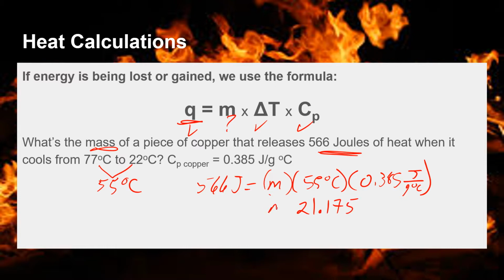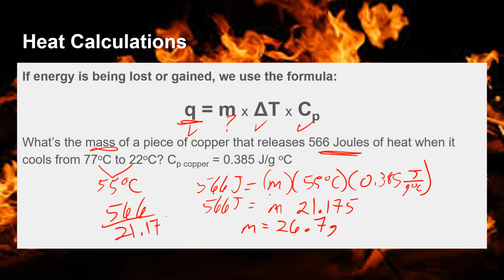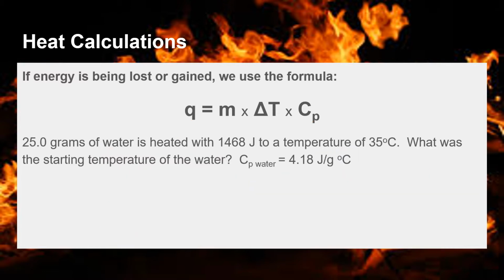Our M is still there, and we need to find what that is with 566 joules. So we divide both sides by 21.175. So 566 divided by 21.175 gives us 26.7 grams. So the mass is equal to 26.7 grams. All right, so that's 566 divided by 21.175 equals the mass. All right, not my prettiest work, but you're used to that now, aren't you, kids?